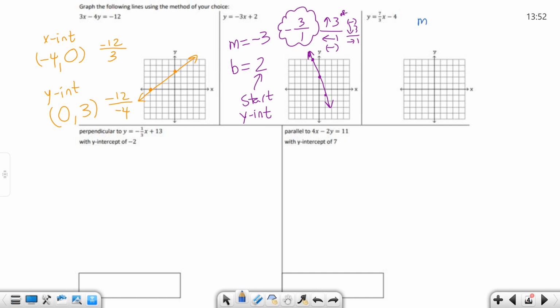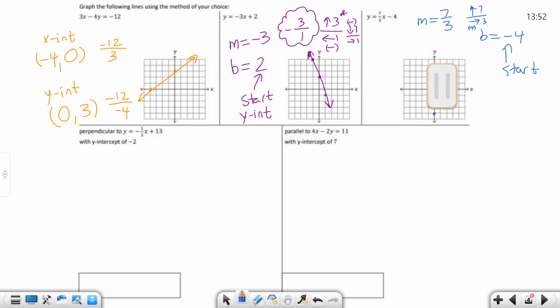So then here, this one, m is 7/3. b is -4. Again, we start here. And this time, this is down, right? It's always up or down because it's the y-axis, y-intercept. So it's on the y-axis. So down 4. And from that point, I'm going to rise up 7 and go right 3 because it's positive. 1, 2, 3, 4, 5, 6, 7. 1, 2, 3. It goes over here.